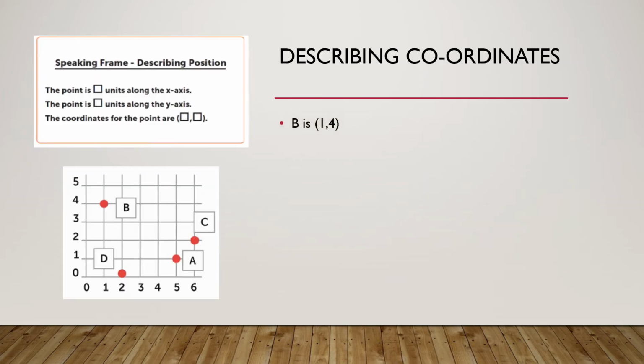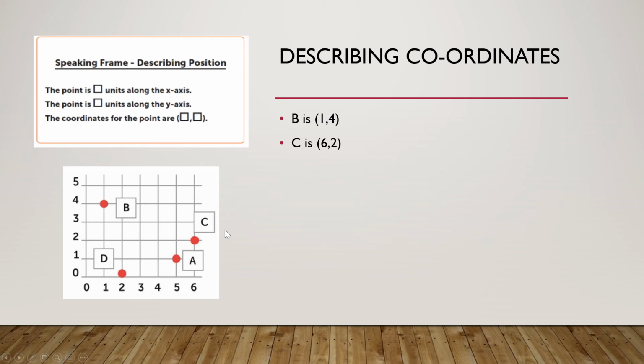Well, in this case, B is (1, 4). Remember what we said about doing it in the right order. So it's 1 point along the x-axis, 4 points along the y-axis. That means it's (1, 4). For C, it is 6 points along the x-axis, 2 points up along the y-axis, which means that it is (6, 2). And you can have negative numbers for this as well. We're not going to look at that today, but it is possible if you've seen that before.